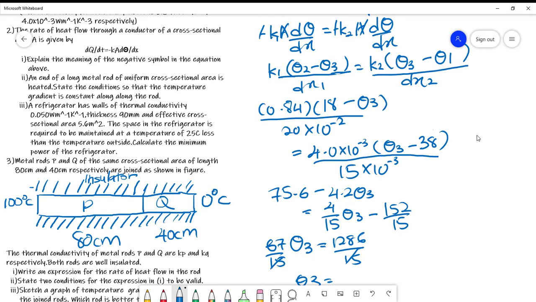Twelve is 0.2, 0.015. This is 30, 0.8. Okay. And let me recheck again whether which part is wrong.